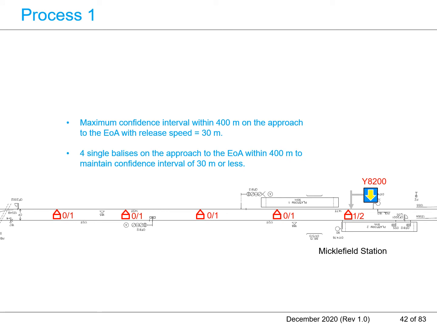The UK ETCS requirements specification requires a confidence interval of 30 meters or less on the approach to the EOA with release speed. So, 4 single balises with 100 meters separation are provided on the approach side of the EOA to maintain the confidence interval of 30 meters.